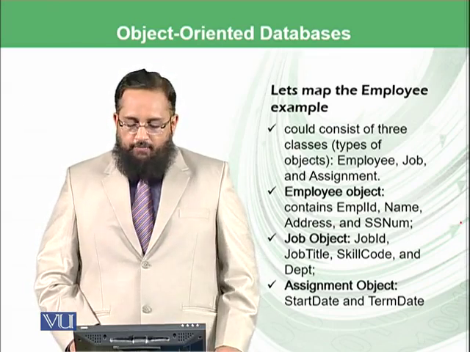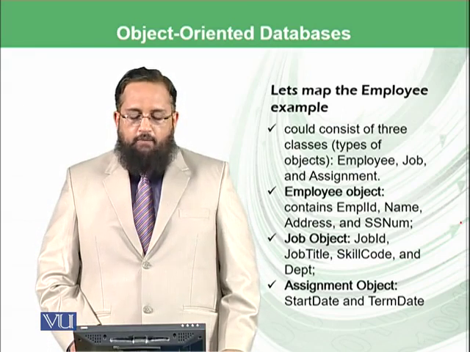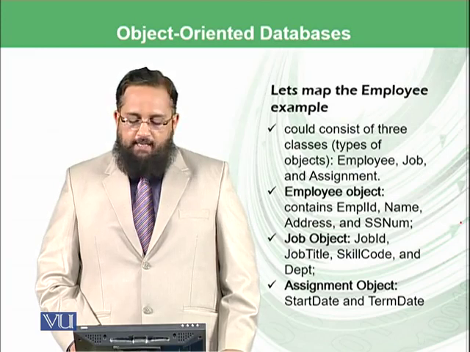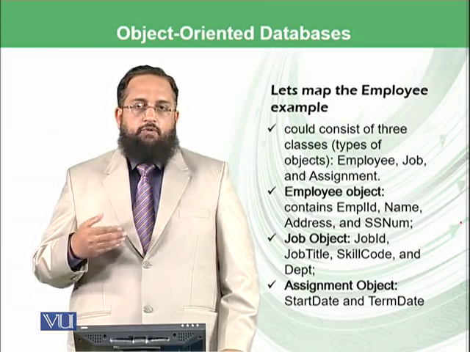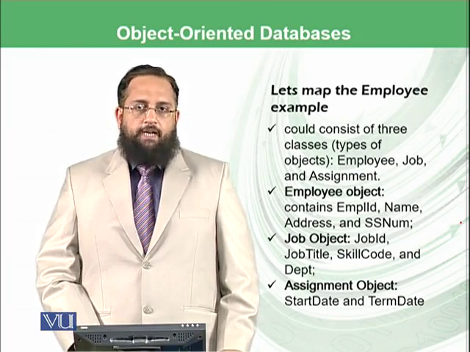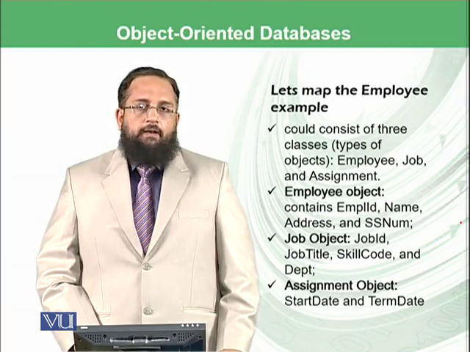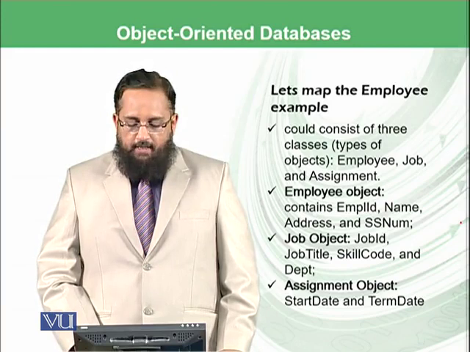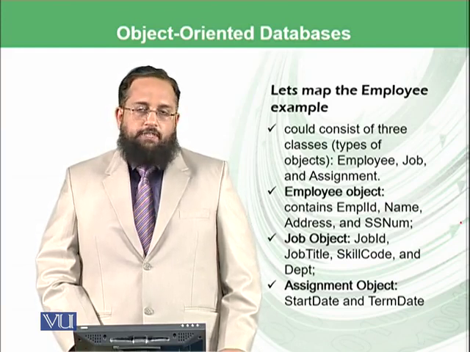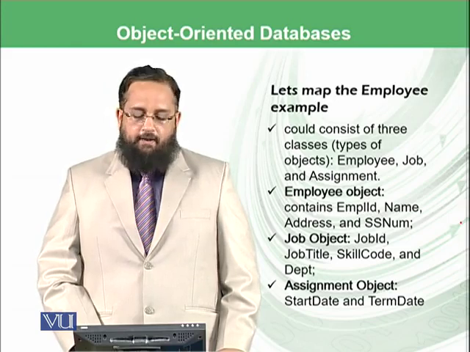So we will have three types of objects. One is the employee object, and that will contain employee ID, name, address, and social security number. The job object will contain job ID, job title, skill code, and the department in which that employee is working. And the assignment object will contain the start date and the term date.